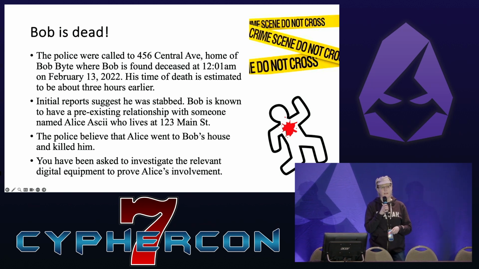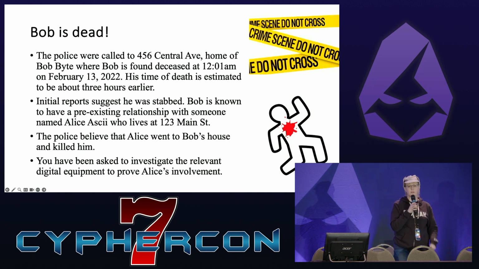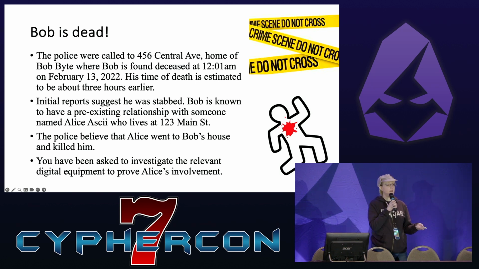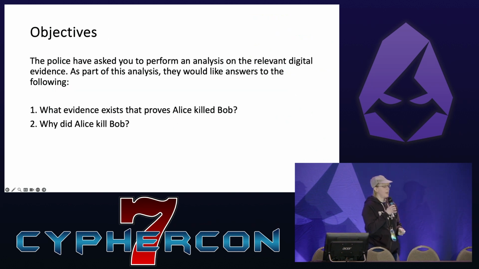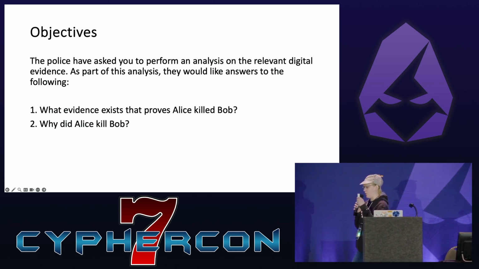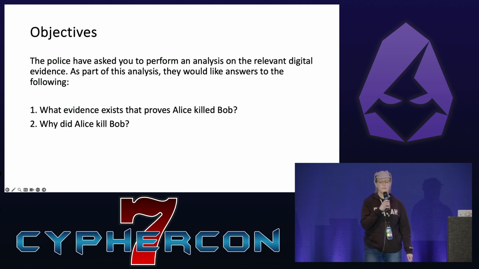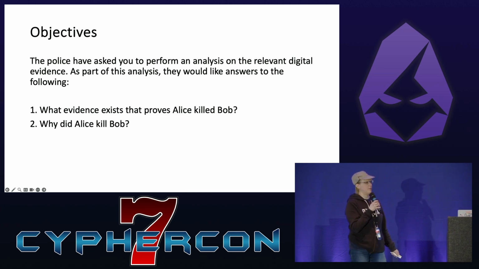The police, in this early phone call with you, suggest they think, because they know a little bit about these individuals, that Alice went to Bob's house, she's the one that killed him, and you've been asked to investigate the relevant digital equipment and determine Alice's involvement. So these are the initial objectives as we just more or less covered them. They want you to analyze the data and the evidence that you're given, and they want you to prove Alice killed Bob. And they want to know why she killed Bob.